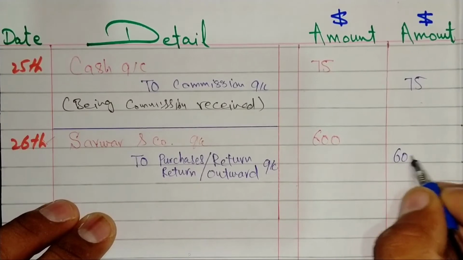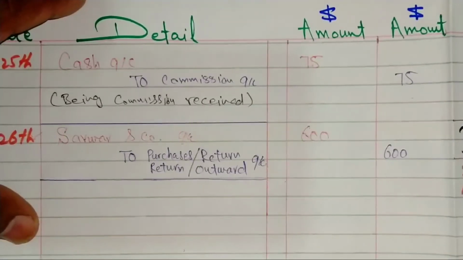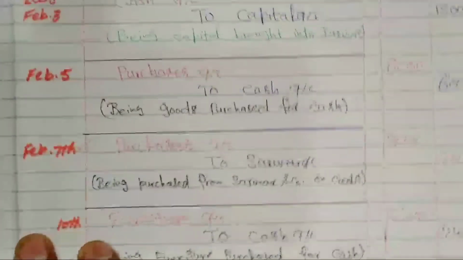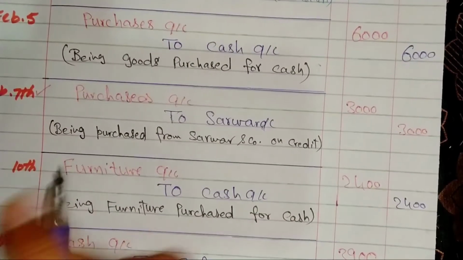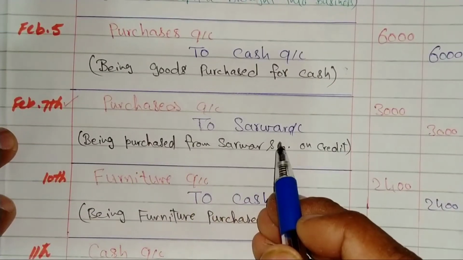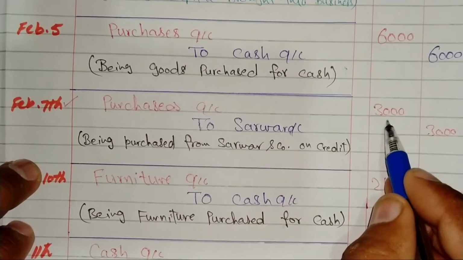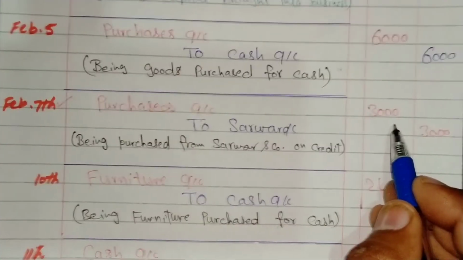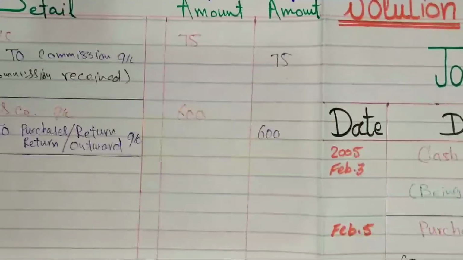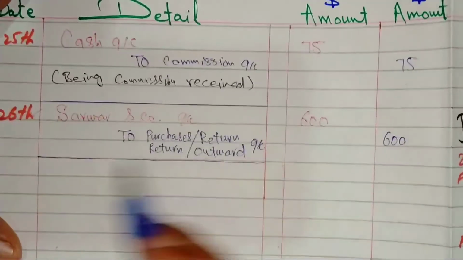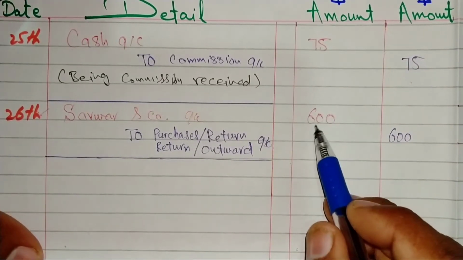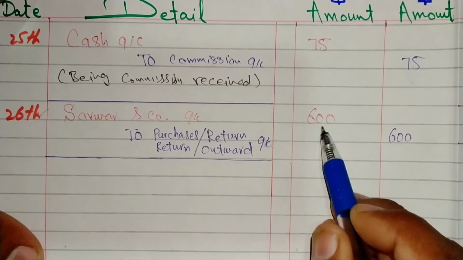Amounted $600. The actual purchases from Server and Company was on 7th February. Purchases account debit to Server account amounted $3,000. Due to any reason, we will return to Server and Company on 26th February the stock with amount of $600.